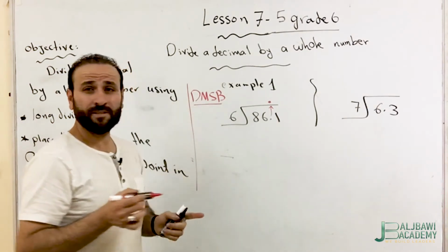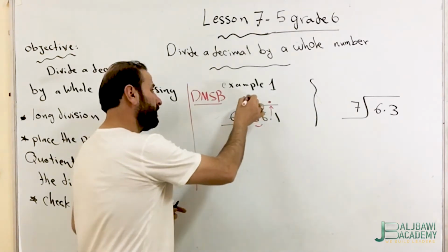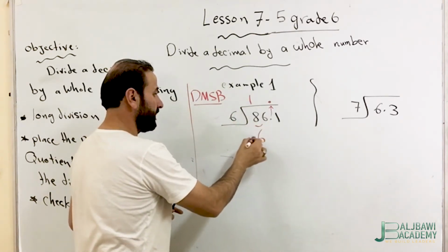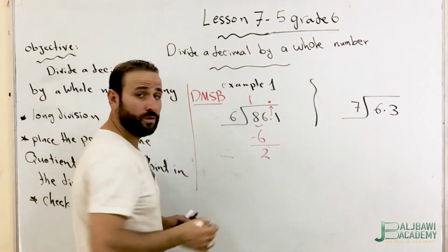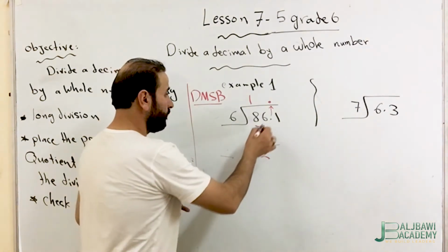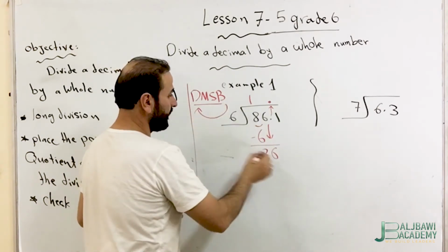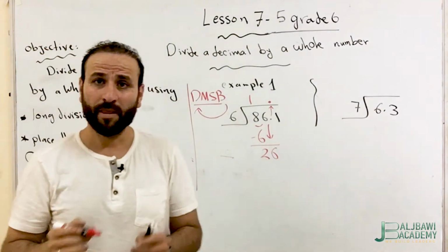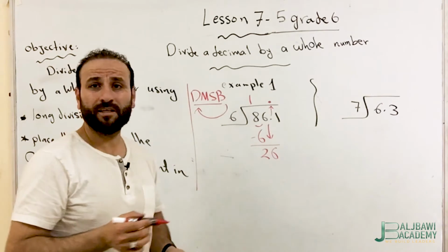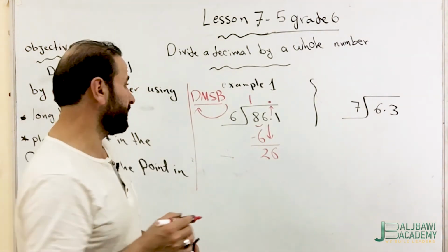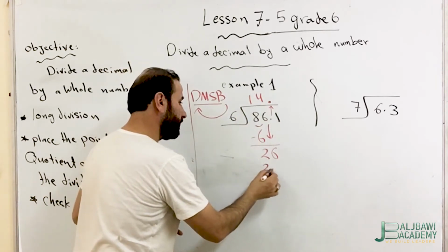Now divide. The first thing we divide, 8 divided by 6 equals 1. 1 multiplied by 6 equals 6. Now we subtract. 8 minus 6 equals 2. Now we bring the 6 down, as we see. Then we divide again. 26 divided by 6. What number do I multiply by 6 to get 26 or less than 26? It's 4, because 4 multiplied by 6 equals 24.